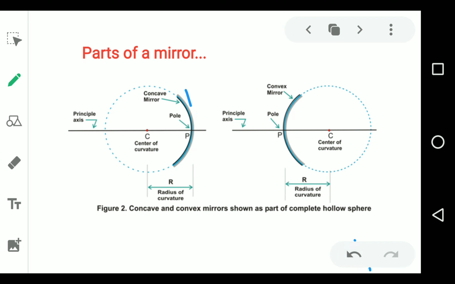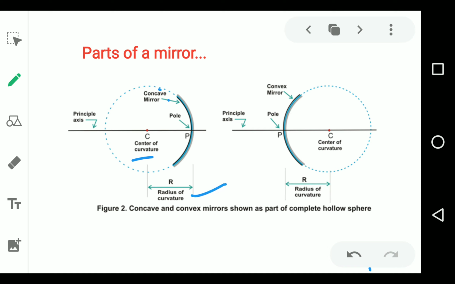Okay, so suppose the mirror is just an arc, or just a part of a circle, and if you draw the full circle, then we get a circular shape, and also we get a center and a radius. So that center, for the concave mirror or for the convex mirror, is known as the center of curvature. And the radius, we can say, is the radius of curvature.